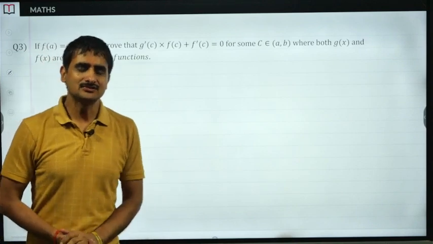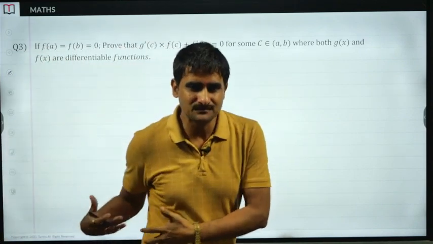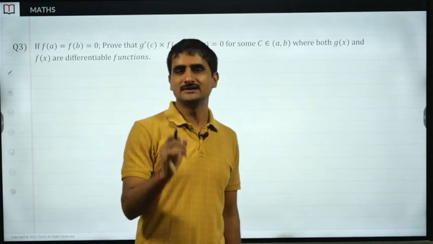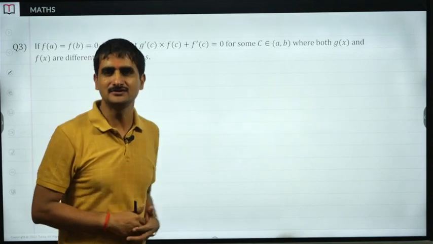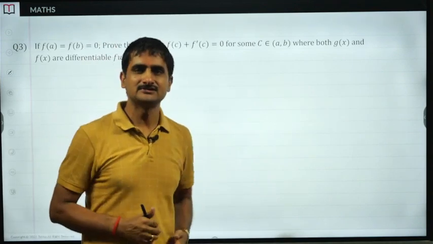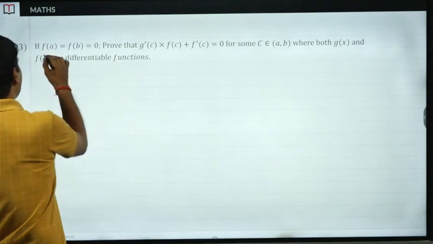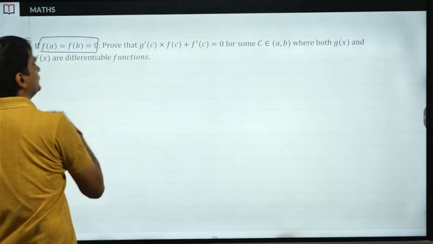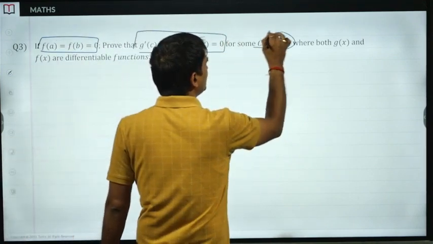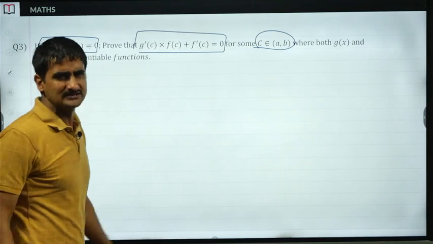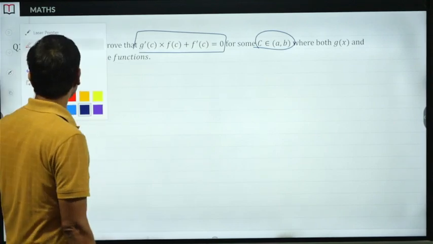So welcome students. That was yet another question based on Rolle's theorem. It's a tricky question, so that's why I decided to share it with you and share this solution here, bachcho. We have f of a equal to f of b equal to 0. We have to prove this statement for some c in the interval a to b, where f(x) and g(x) have to be differentiable functions, no doubt about it.